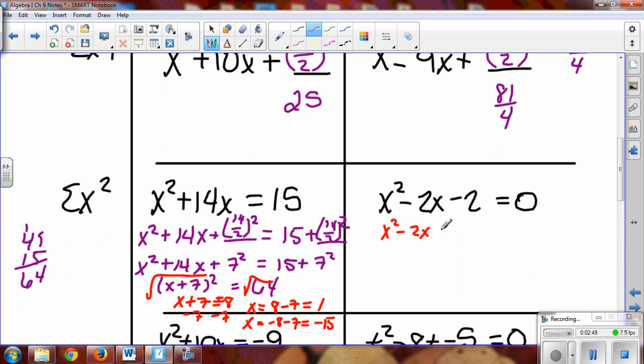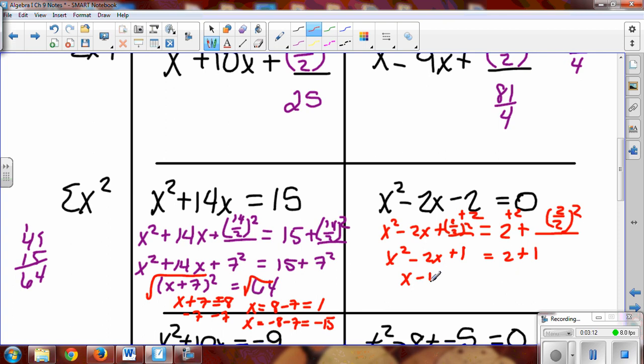If we want to complete the square here, first we have to take the 2 over, so we get x squared minus 2x plus something. Add 2 to both sides, plus 2 plus something. Our b, so 2 over 2 squared. So we get x squared minus 2x plus 1 is equal to 2 plus 1. So we get x minus 1 squared is equal to 3.